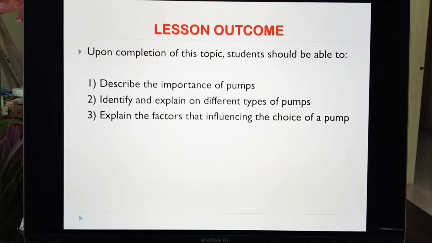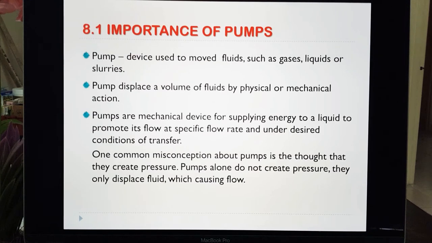So we have several types of pumps that can be chosen. However, the suitability of the pump is directly related to the type of fluid that is going to be displaced, that is going to be moved, as well as the altitude of the fluid to be moved and the length of the fluid to be moved. Alright, so now we move on to the first one, the importance of pumps.